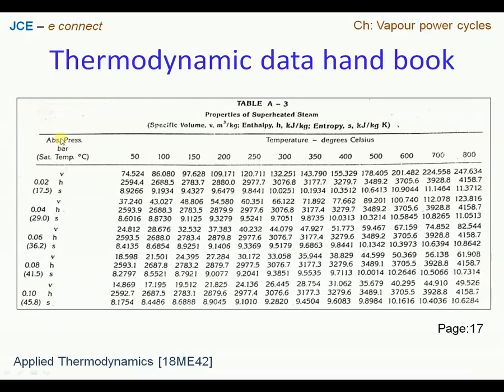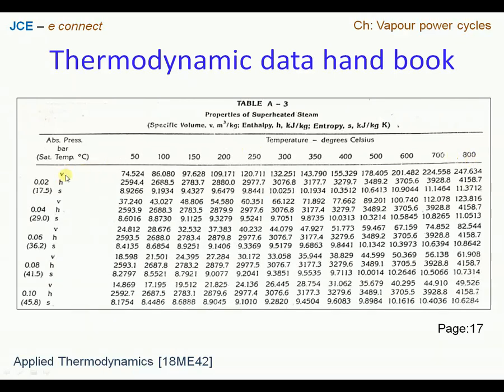We can see that in the first column we have pressure, that is 0.02 bar, it is in terms of bar, and whatever is seen here within the bracket, this is the saturation temperature. It is given to us in terms of degree Celsius. And then we have here the temperatures given to us in degree Celsius, 50 degrees Celsius, 100 degrees Celsius, 150, and so on up to 800 degrees Celsius.